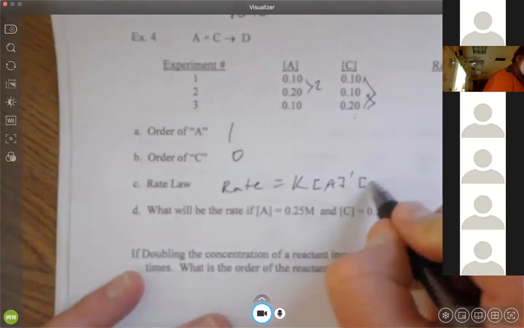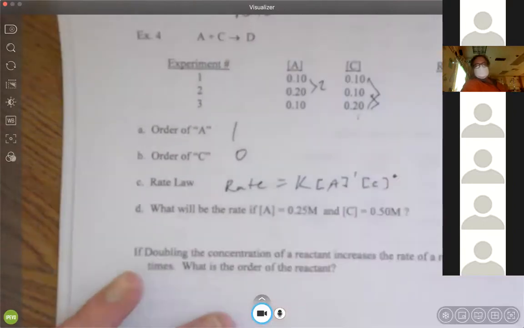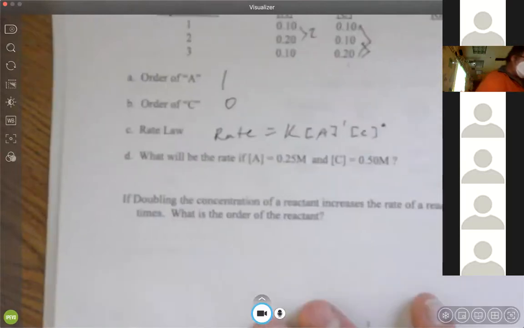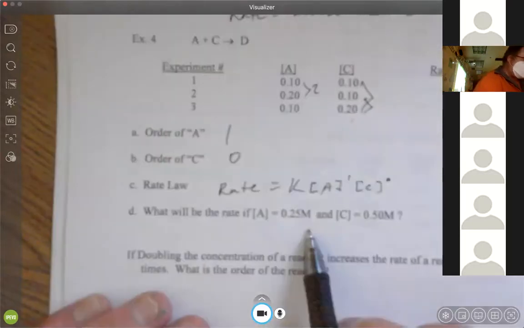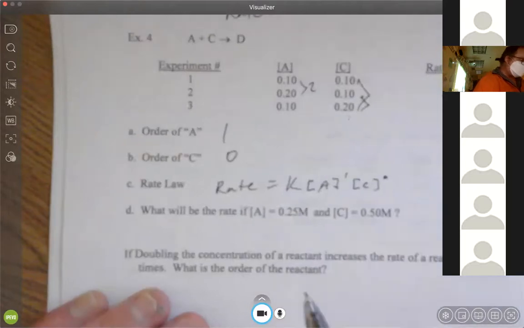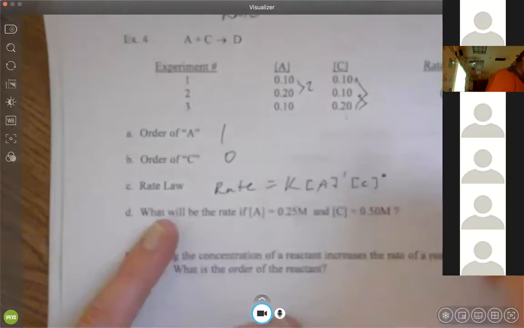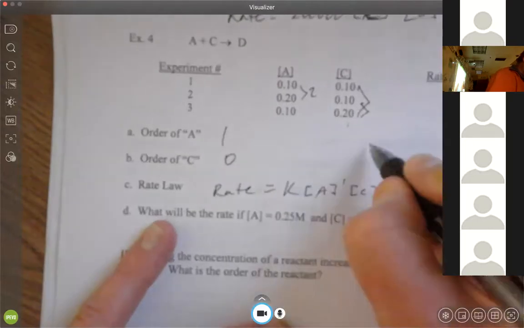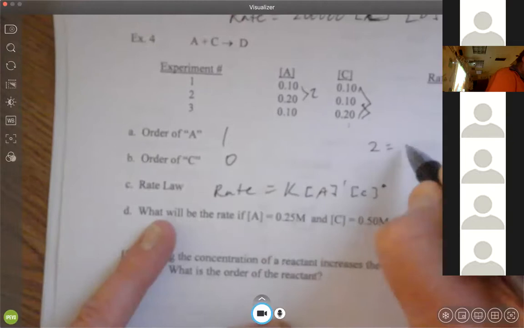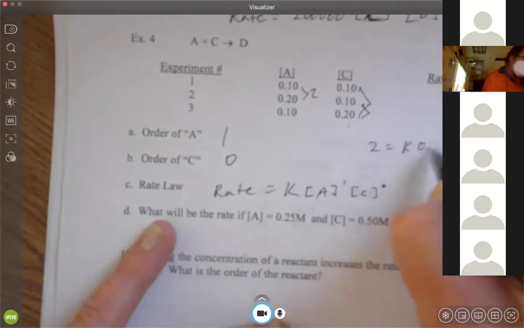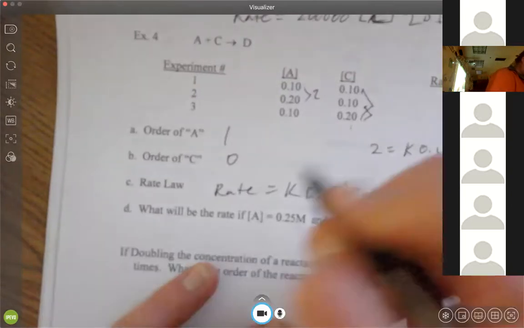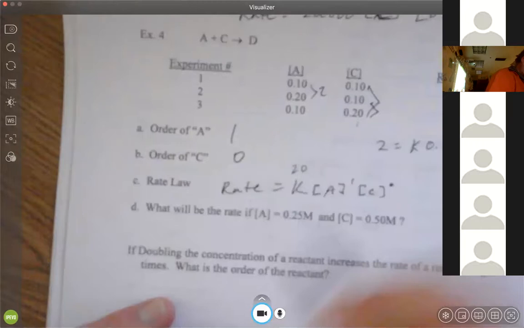Some people might like to see C to the 0 power. Totally up to you on that. What will the rate be if A is 0.25 and C is 0.50? Well, we have to find K, don't we? So let's go ahead and find K real quick. Ignore C. Rate of 2 equals K times 0.1 to the first. 2 divided by 0.1 is 20. So K equals 20.